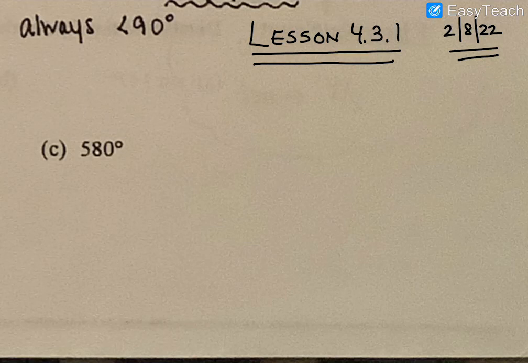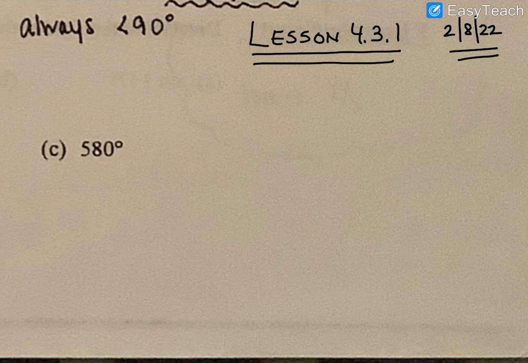Hello, pre-cal kids. I want to pick up in our lesson 4.3.1 notes where we left off, exactly where we left off with this last example on the front page. We are working on finding reference angles, so I want to take a moment before we move to the back to remind you what a reference angle is.